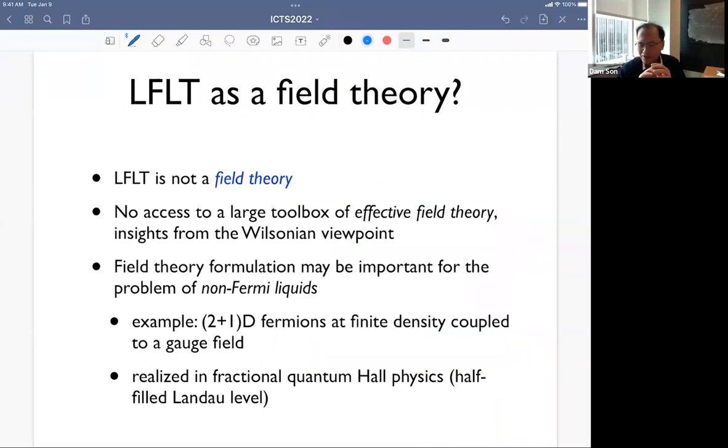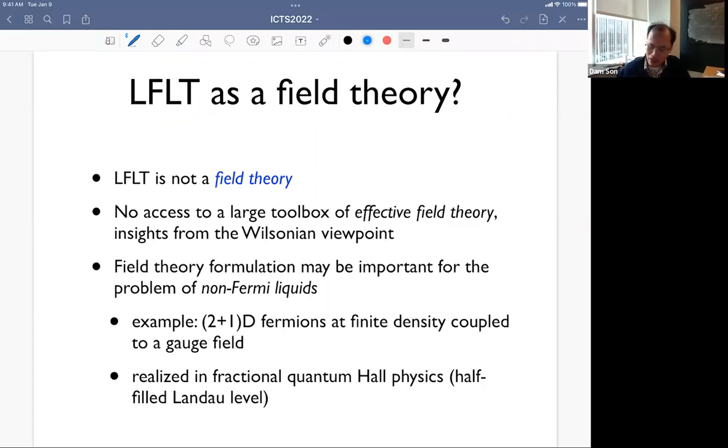So we have no way to think about, for example, a systematic expansion of this theory in derivatives, like what we would do in effective field theory. We have no insight from the Wilsonian viewpoint on field theory, in which we have a fixed point, and then we can think of relevant or irrelevant deformations from this fixed point. So if we have a field theory formulation of this Landau Fermi liquid theory, it will give us many ways to go beyond this theory.